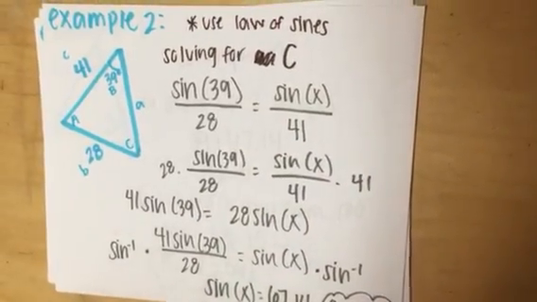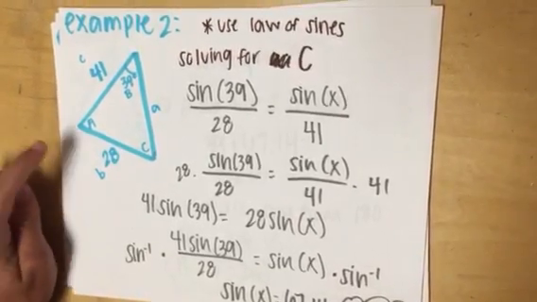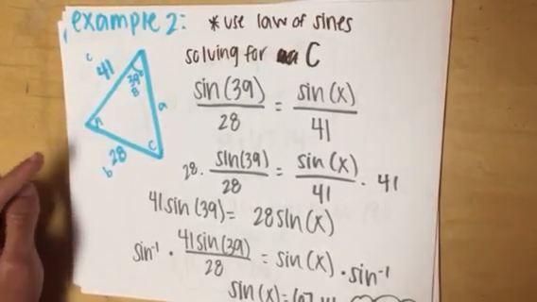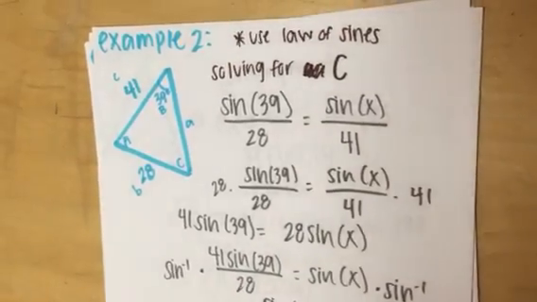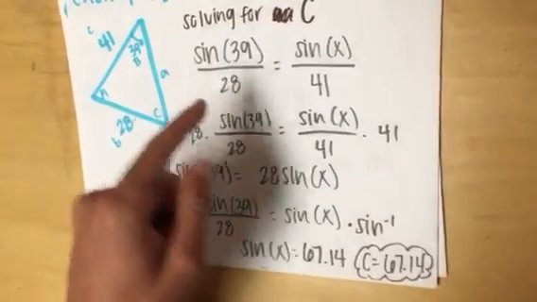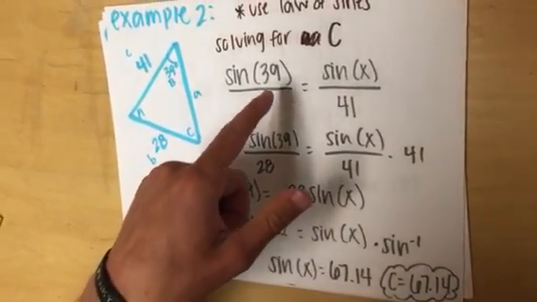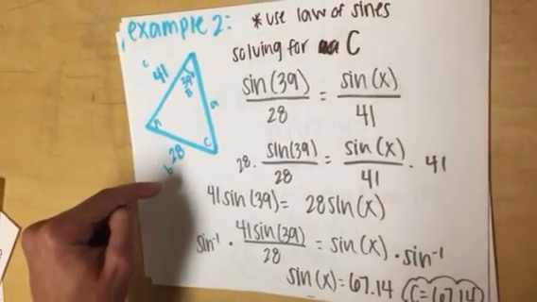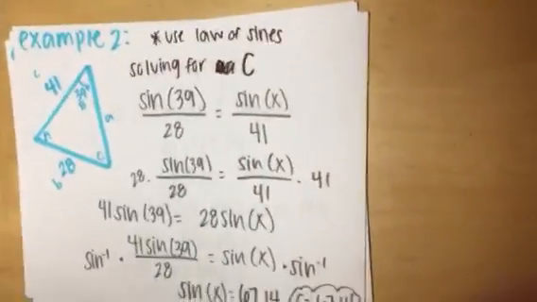Example 2. We're going to use law of sines here. Here's a triangle, and we need to solve it. So by doing this, we're going to use the law of sines, which is this. And we're going to plug in our numbers that we have. We're going to use angle B. We got sine of 39 over side b, 28, equals sine of x over 41, which is the other side given.